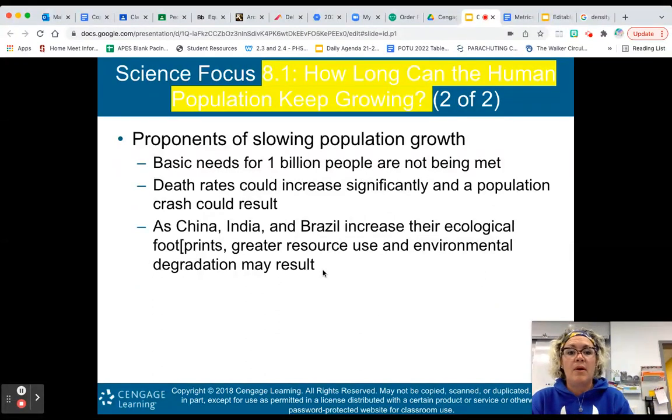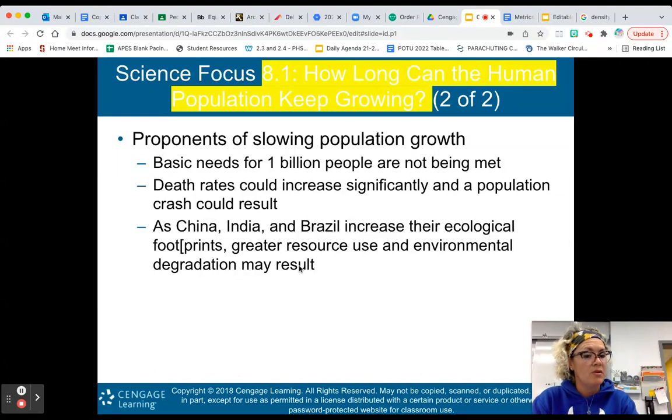Proponents of a slowing population growth, this is like arguing for it, right? That the basic needs of 1 billion people are not being met, and there is a reason for us to slow population. Death rates could increase significantly, and a population crash could result, or we could get a pandemic. As China, India, and Brazil increase their ecological footprint, a greater resource use and environmental degradation may result.